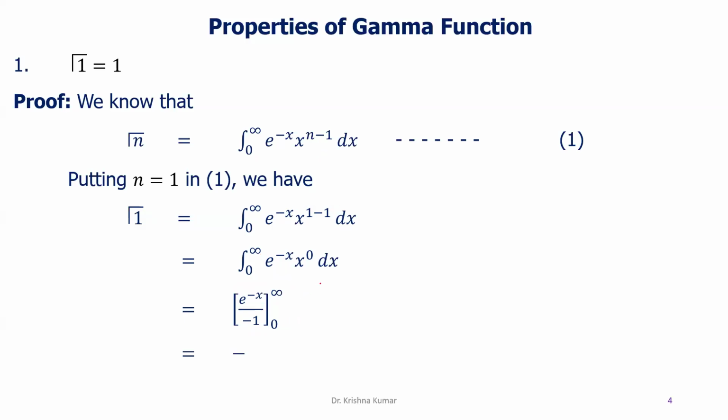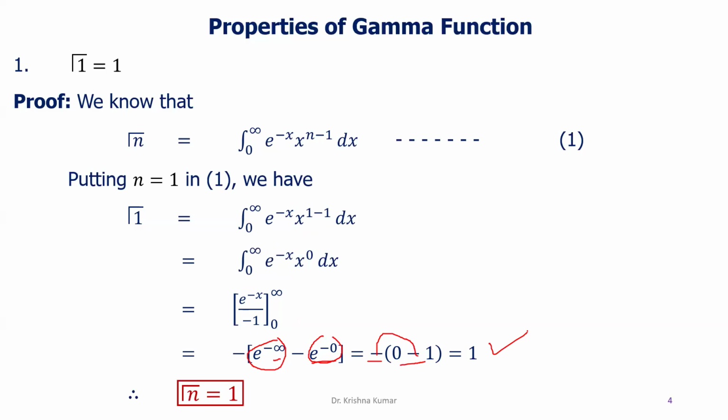If we substitute the upper limit and lower limit, taking the minus sign outside, we get e to the power minus infinity minus e to the power minus 0. E to the power minus infinity is 0, and e to the power 0 is 1. So this is minus of 0 minus 1. The minus and minus become plus and we have the answer 1. Hence, gamma of 1 is equal to 1.